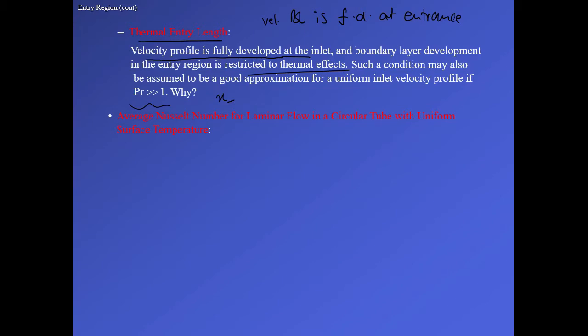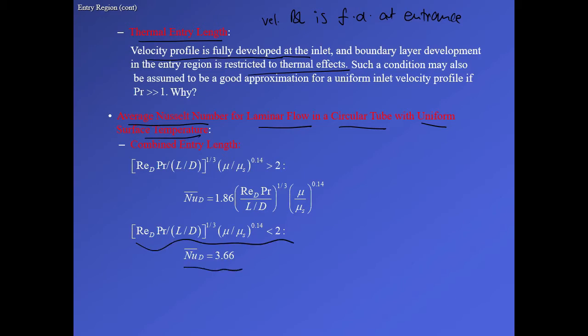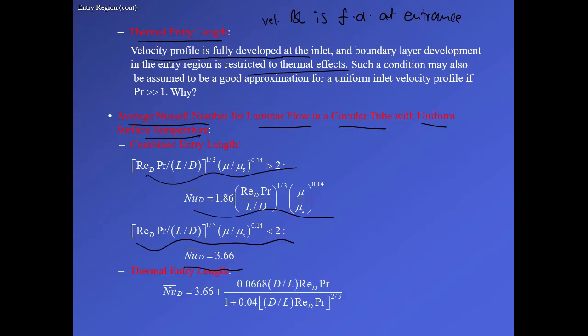Let's clean the screen. Next is the average Nusselt number, not the local one, but the average one for laminar flow in circular tubes with uniform surface temperature. Again, lots of correlations. If this quantity is less than 2, then the Nusselt number is simply 3.66. But if it's greater than 2, then you have to use this correlation. The other situation is thermal entry length, assuming that the velocity is already developed. In that case, the Nusselt number is 3.66 plus this quantity here.